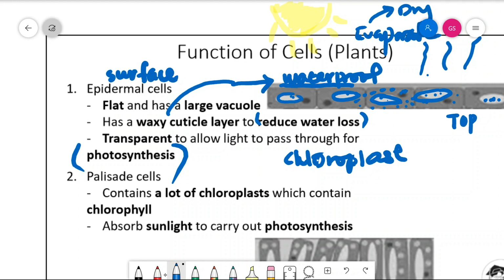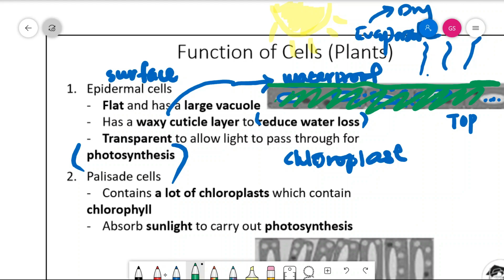Imagine if this entire layer here is not transparent, like a plastic bag, the whole thing. The sunlight cannot pass through. What happens is the cells underneath will all die, because without chloroplast to absorb the sunlight, what happens? No food, they die. So we must have it transparent. Okay, now that's all for the epidermal cell.